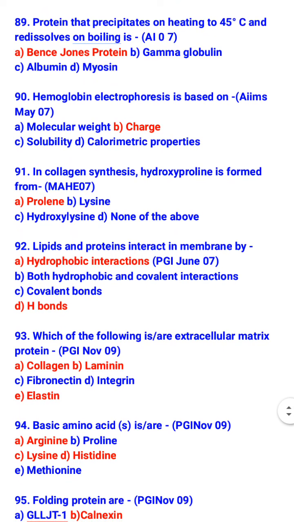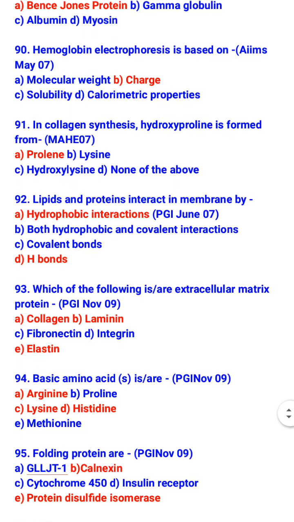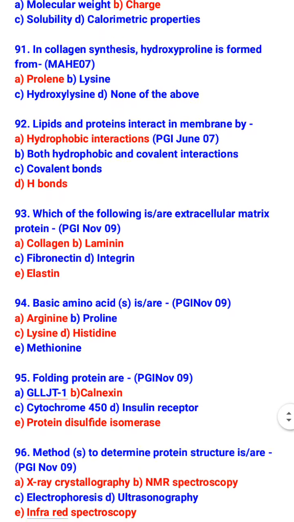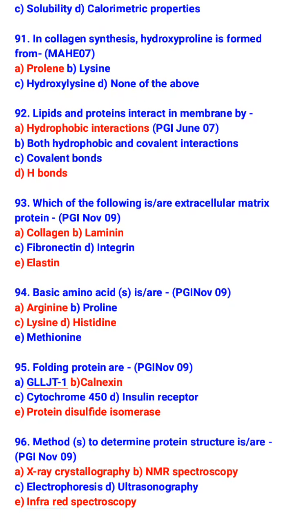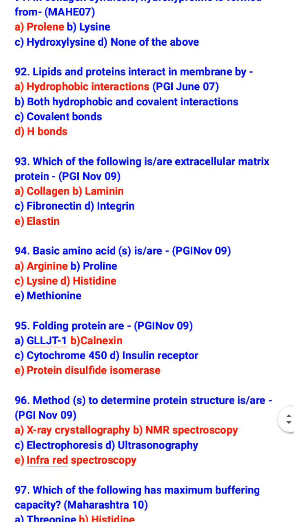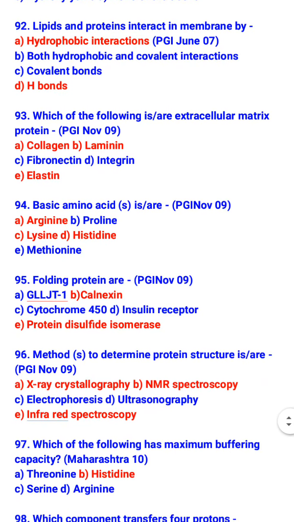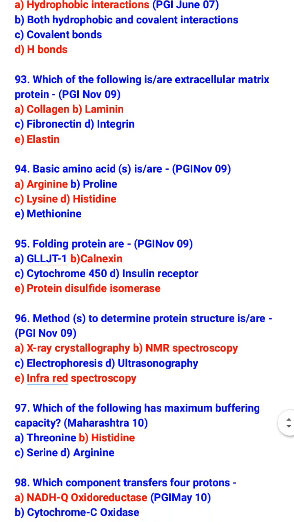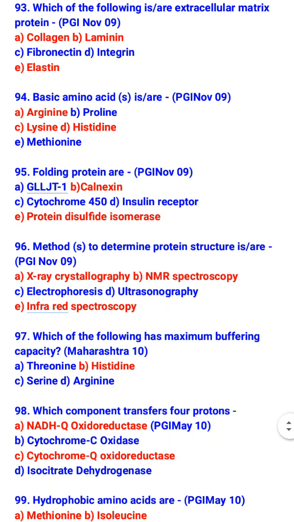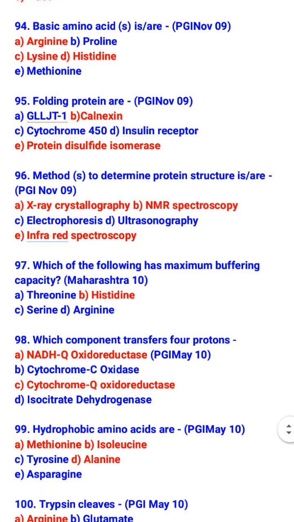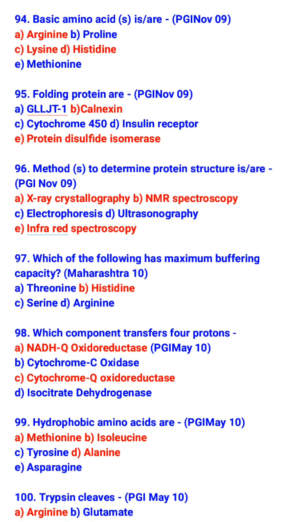Lipids and proteins interact in membrane by hydrophobic interactions and H bonds. Which of the following is extracellular matrix protein? Collagen, laminin, and elastin. Basic amino acids are arginine, lysine, and histidine. Folding proteins are calnexin and protein disulfide isomerase. Methods to determine protein structure are X-ray crystallography, NMR spectroscopy, and infrared spectroscopy.